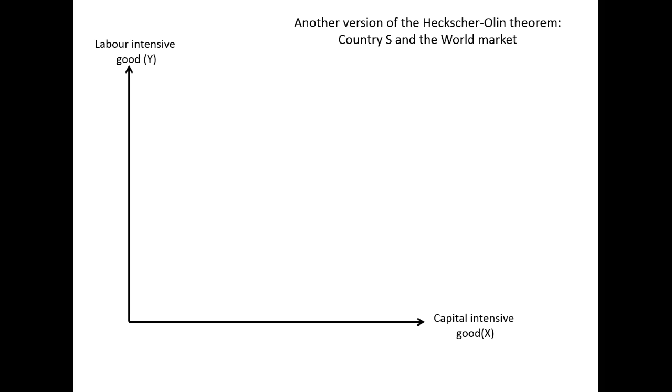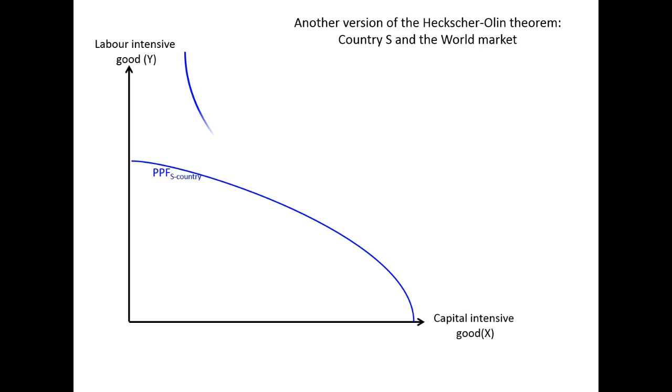For the country S, we make the assumption that it's a small, rich country, so it will be capital abundant, and therefore it will have the possibility to produce relatively rather much of the capital-intense good, like that.